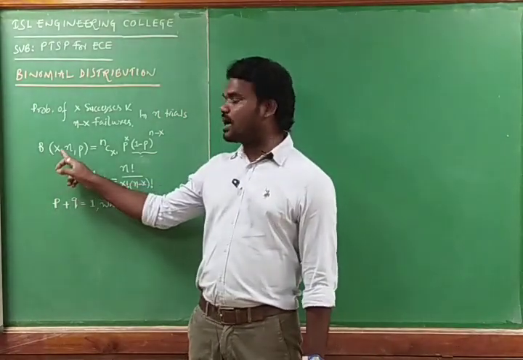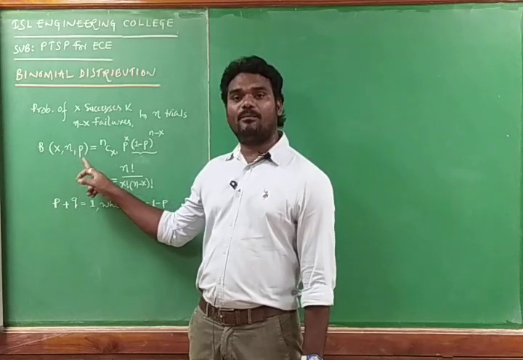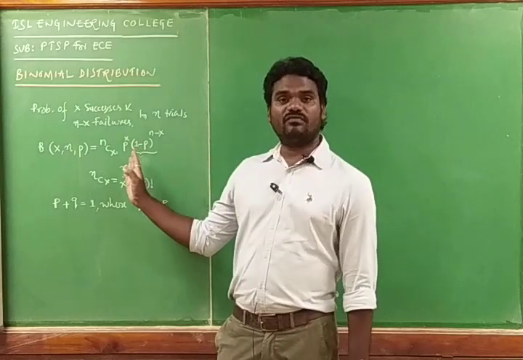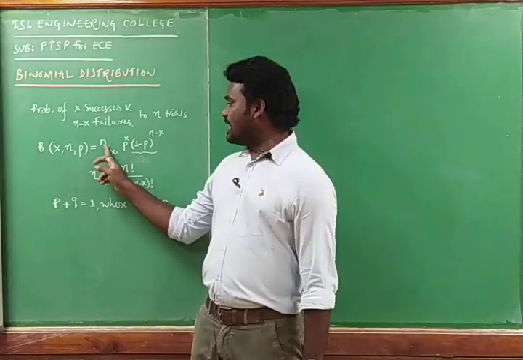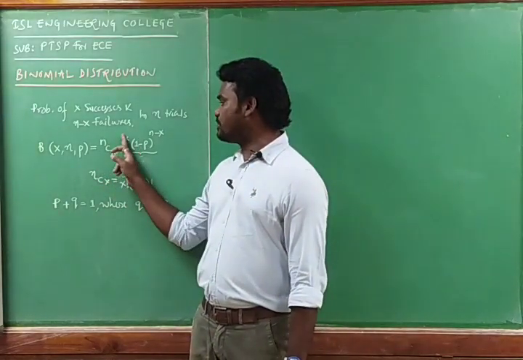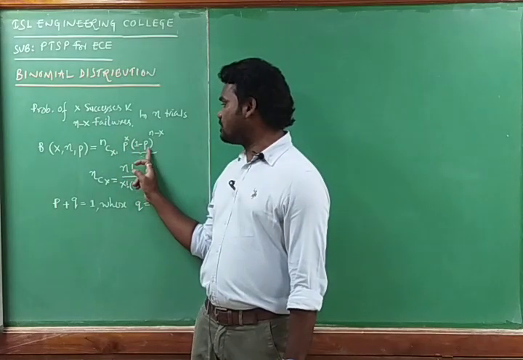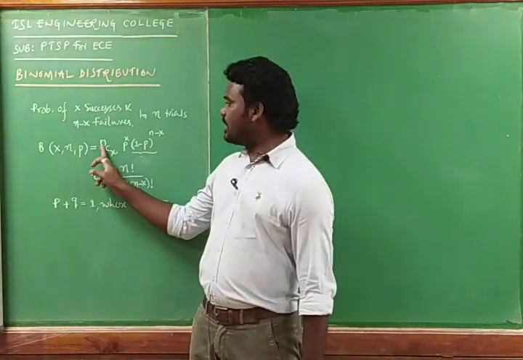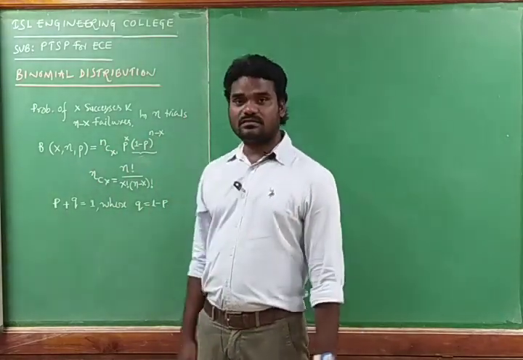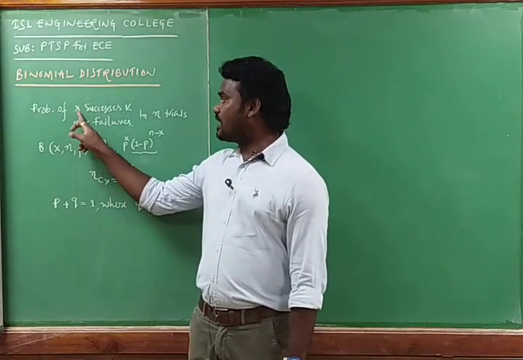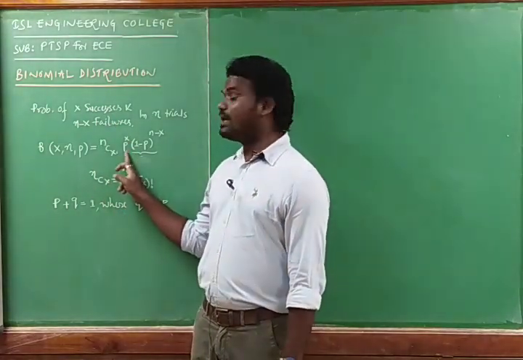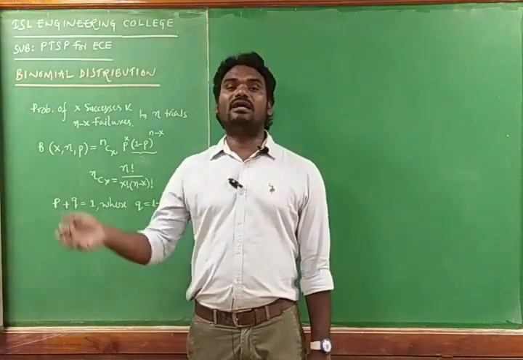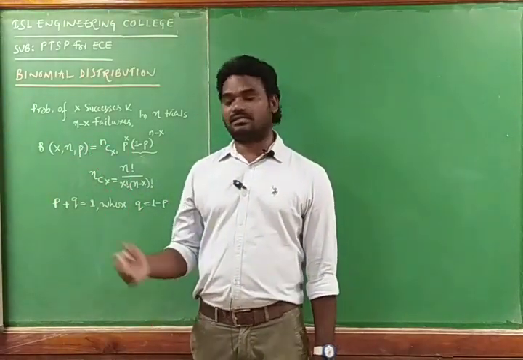Binomial distribution of x comma n comma p is equal to, as I explained the standard formula in the last class, nCx into p to the power of x into 1 minus p to the power of n minus x. n is the total number of trials, x is the number of successes, and p is the probability of getting that success.